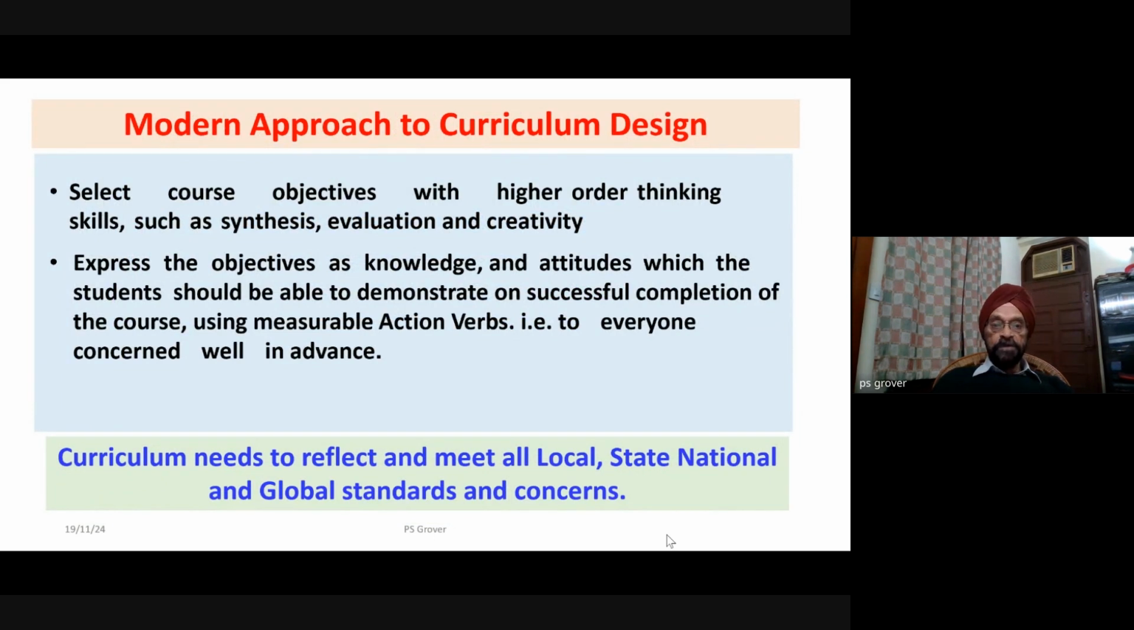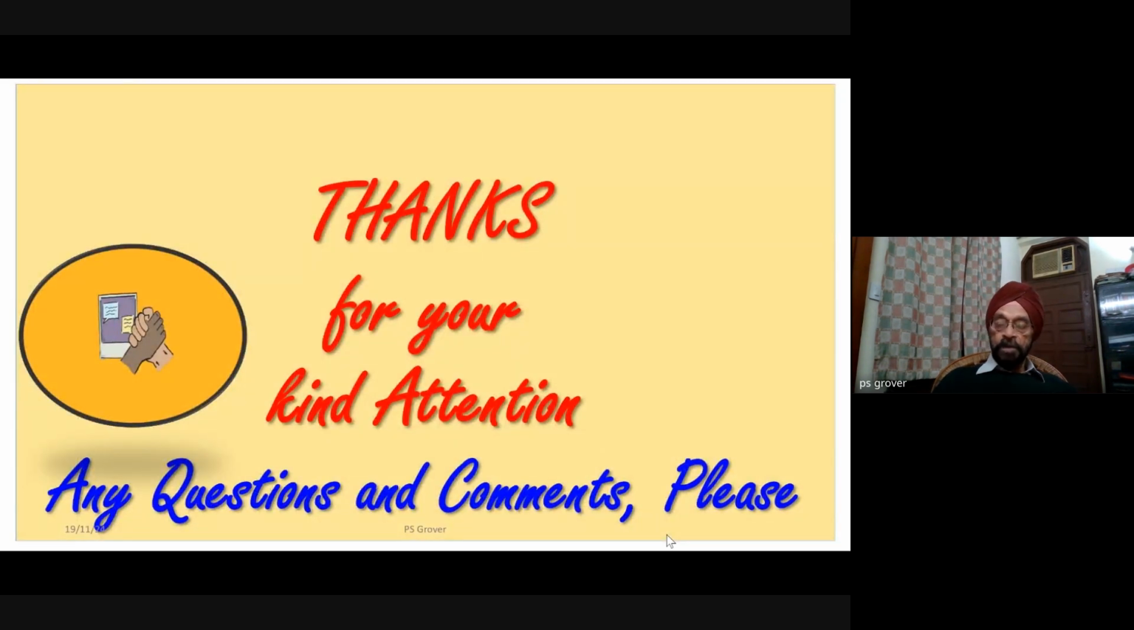So the modern approach to curriculum design is to select course objectives with higher order thinking skills such as synthesis, evaluation, and creativity. Express the objectives as knowledge and attitudes which the student should be able to demonstrate on successful completion. So the curriculum needs to reflect and meet all local, state level, and global level standards of concern. So that's how a curriculum is designed using Bloom's taxonomy and the principles of outcome-based education system.